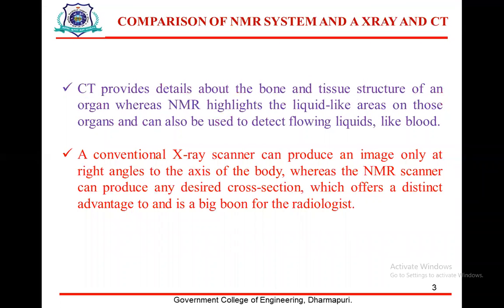And the CT provides the details about the bone and tissue structure of an organ, but the NMR highlights the liquid-like areas in those organs and can also be used to detect flowing liquids like blood. A conventional X-ray scanner can produce an image only at right angles to the axis of the body, whereas the NMR scanner can provide any desired cross-section, which offers a distinct advantage and a big boon for the radiologist.